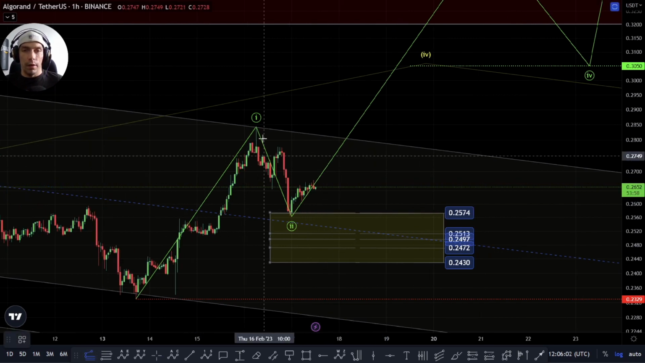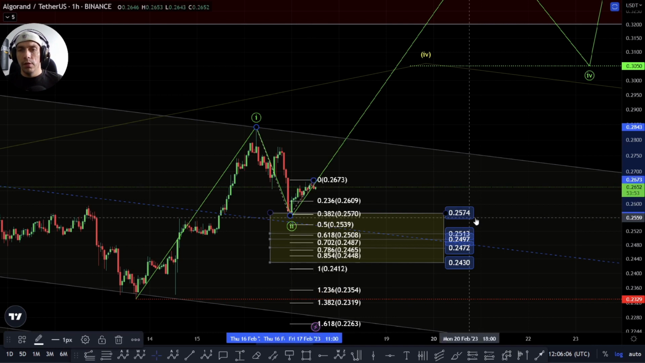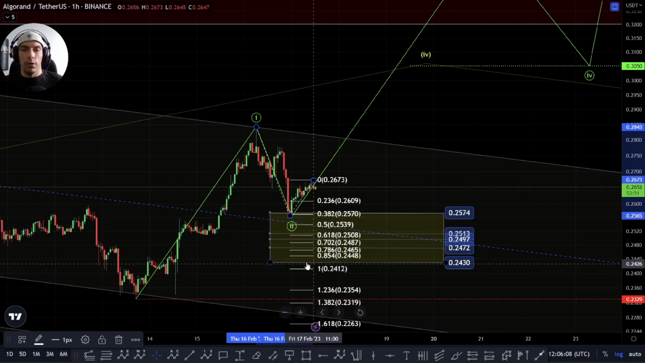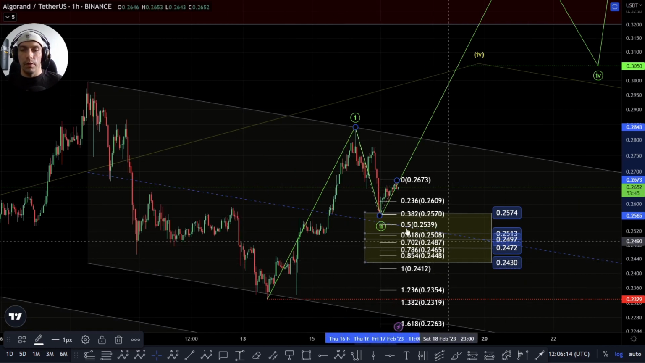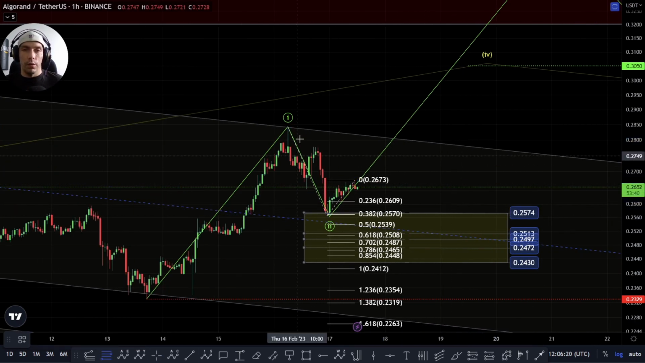If that's the case, what we'd be looking for is a deeper move into this yellow box. We can see here this 25.74 to this 24.30. 1-to-1 would actually be looking to take us down towards this 24.12 zone, and that could actually bring us back down into these low ranges here. So this could also move up higher. Obviously, we can still move higher.